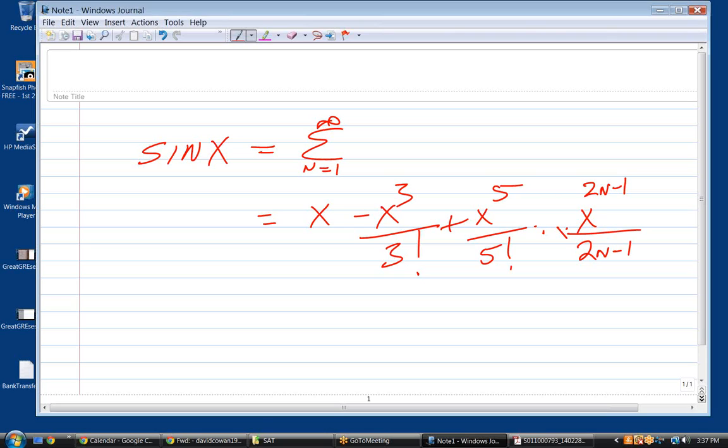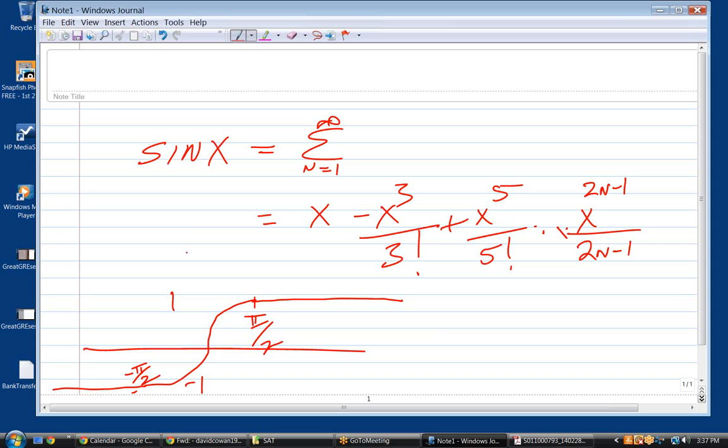And the reason that's a problem is this other function. This is not sine of x. This is sine of x only between minus pi over 2 and pi over 2. Everywhere else, it's either 1 or minus 1. Yes.